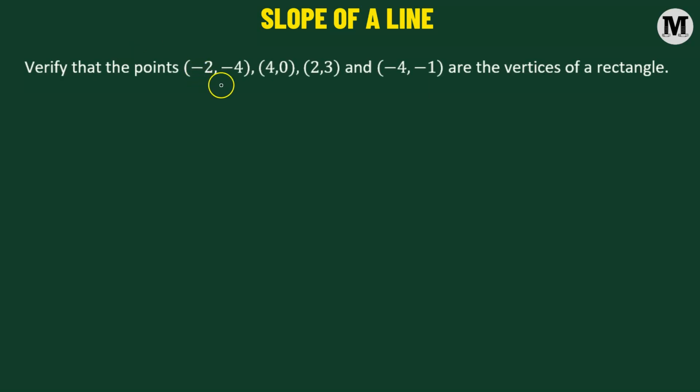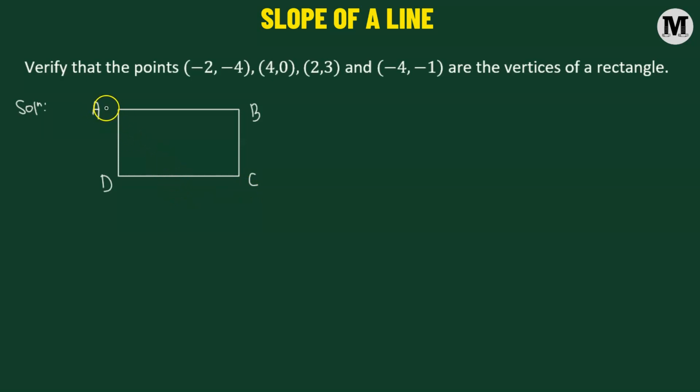We need to verify that the following points are the vertices of a rectangle. So let us begin. To begin with, we'll consider a quadrilateral A, B, C, D. Although the quadrilateral has the shape of a rectangle, we want to show that it is indeed a rectangle.